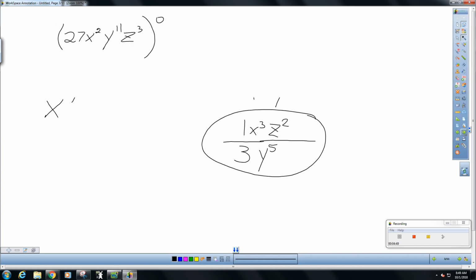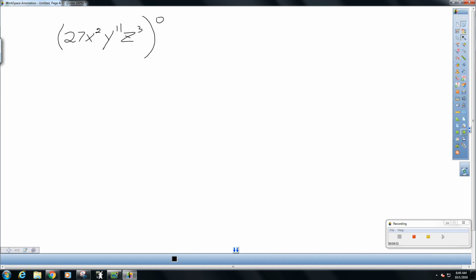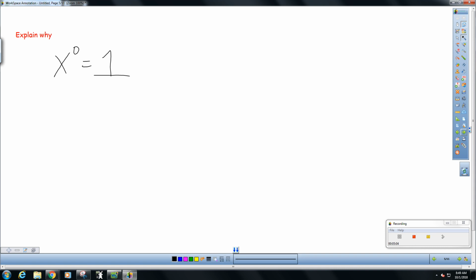You're going to see something like this on the test. It's going to be really intimidating, and anything to the 0 power, Carson, is 1. So that simplifies to 1. Why is x to the 0 equal 1, Carson? Because you're not multiplying by anything, and it's just by itself. Well, x to the 0 is 1 so that our rules can work.